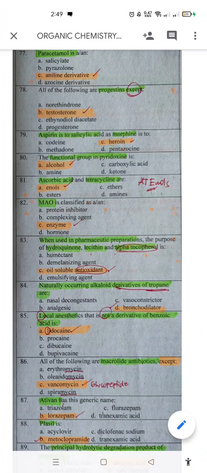86. All of the following are macrolide antibiotics except vancomycin. Vancomycin is a tricyclic glycopeptide that inhibits bacterial cell wall synthesis. So the mechanism of action of vancomycin is to inhibit the cell wall synthesis of the microorganism causing a certain disease. It is a tricyclic glycopeptide. Erythro, oleando, and spiramycin are macrolide antibiotics because they have the lactone ring.